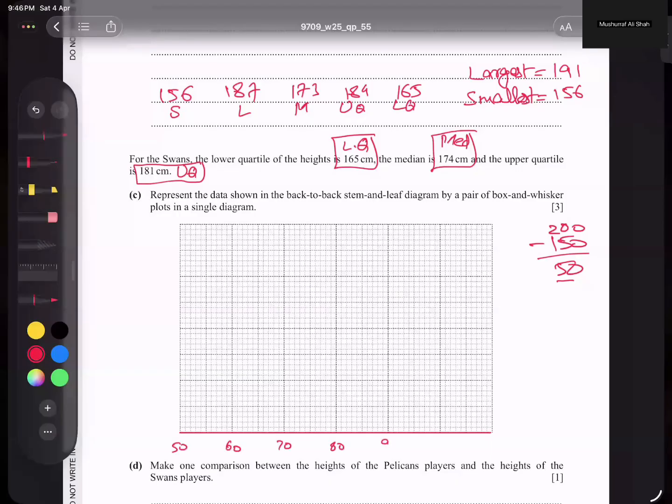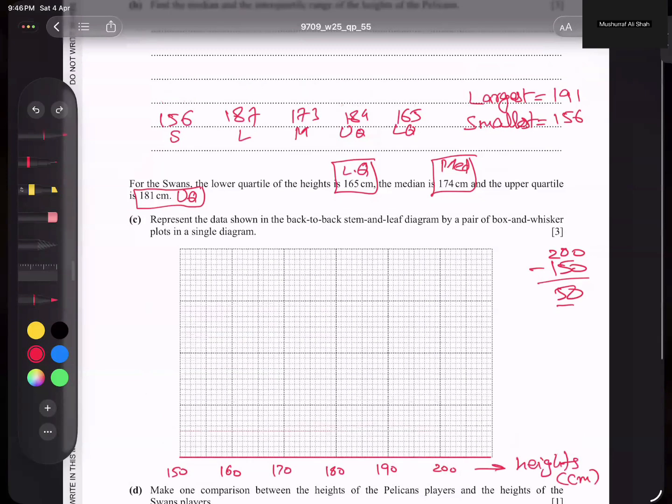So I'm starting 50 here, 60 here, 70 here, 80, 90. Oh, sorry, wait a minute. This is not 60, it's 150. 150, 160, 170, 180, 190, and 200. These are the heights, in centimeters. And about the y-axis, no scale required. I can make it anywhere.